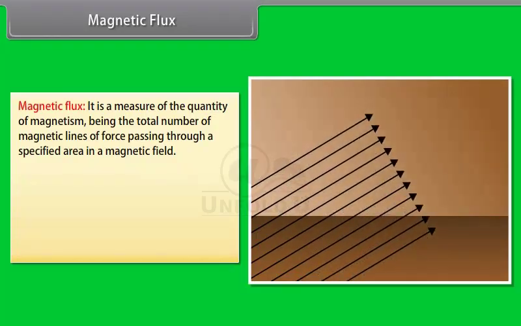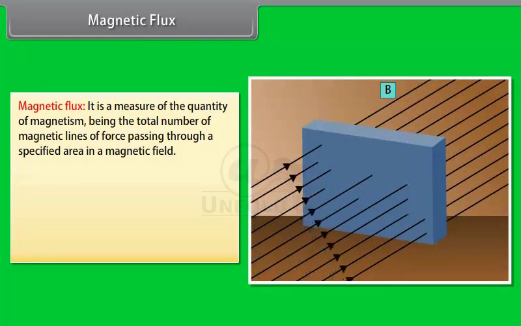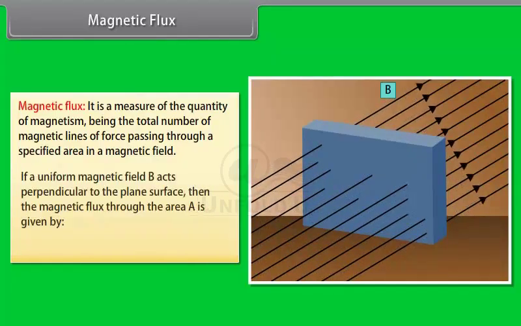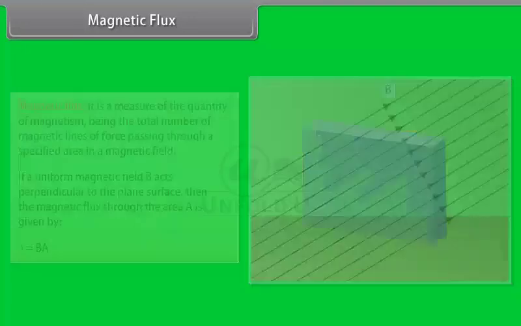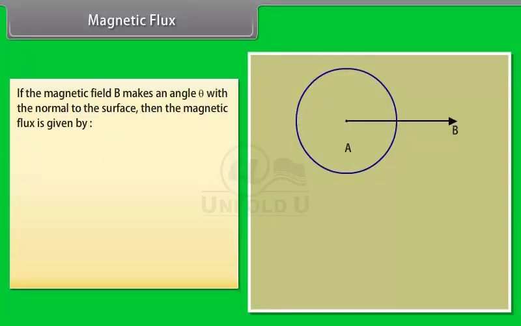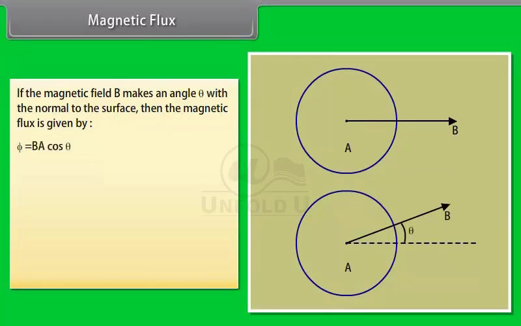Magnetic flux. It is a measure of the quantity of magnetism, being the total number of magnetic lines of force passing through a specified area in a magnetic field. If a uniform magnetic field B acts perpendicular to the plane surface, then the magnetic flux through the area A is given by the product of B and A. If the magnetic field B makes an angle theta with the normal to the surface, then the magnetic flux is given by BA cos theta. Or it can be written as phi equals the dot product of B and A.